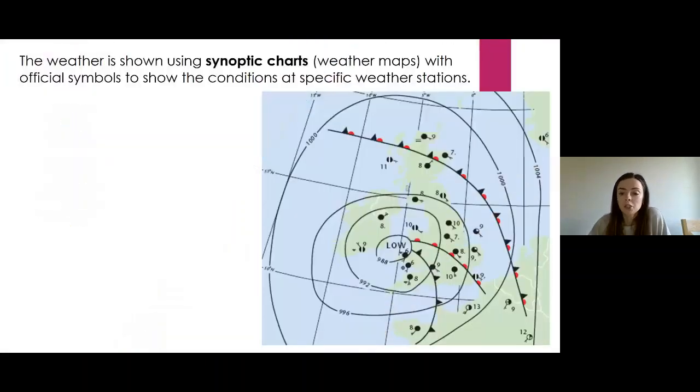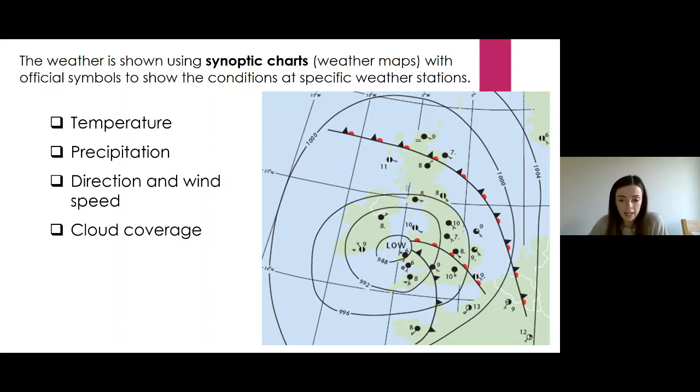Now, the weather is shown using synoptic charts, which is a weather map, with official symbols to show the conditions of the atmosphere at specific weather stations. So here are the things shown on a weather map, which is a synoptic chart. They tell you the temperature at that particular location, the precipitation, which means rainfall, snow, hail, etc., the direction and the speed of the wind, and also cloud coverage. Okay, and also pressure as well. They're all the things shown on a synoptic map, as you can see on the screen on the right.